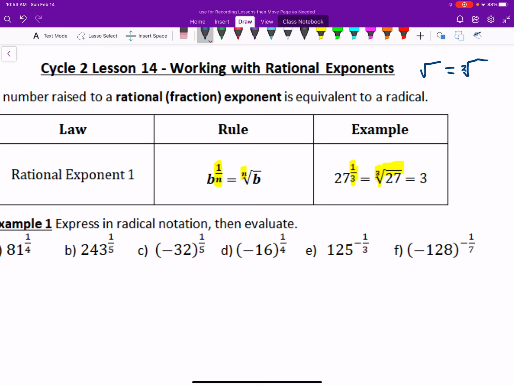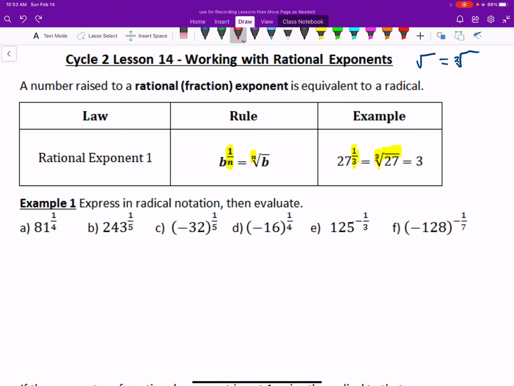So a cube root, which is what a 3 would mean in this example, means that I'm going to find some number that I can multiply by itself 3 times to get what's under the radical sign. So the cube root of 27 is 3, because 3 times 3 times 3 equals 27.